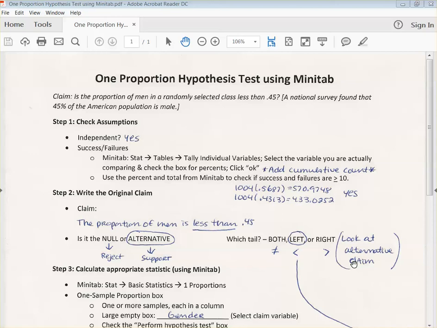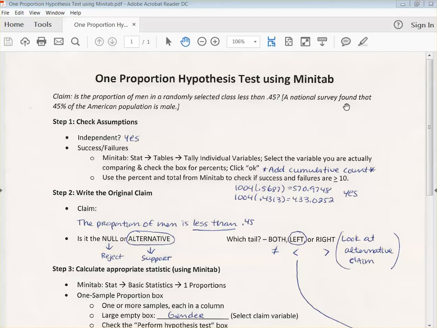Hi everyone, this is Kona, and we're going to talk through how to do the one proportion hypothesis test using Minitab. So first of all, what is our claim? Our claim is that the proportion of men in a randomly selected class is less than 0.45. That actually shouldn't be a question, it should be a statement, sorry.